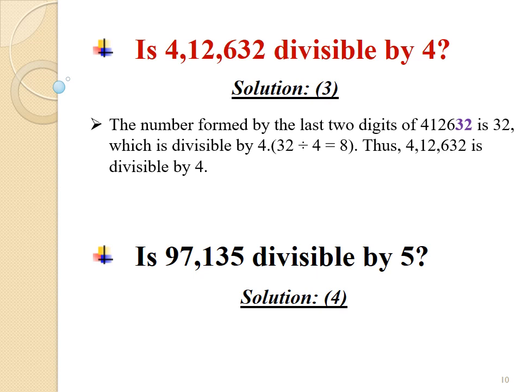Now, sum number 4 is: is 97,135 divisible by 5? Since the ones digit of 97,135 is 5, so 97,135 is divisible by 5.